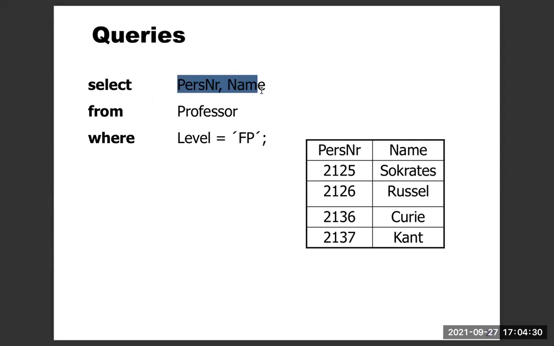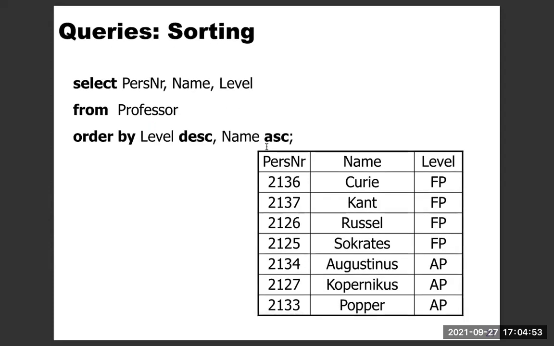So after select, we have a list of fields, a list of columns. After from, we have the table name. And we may stop here and just select everything, all the records from professor. But if we add where, then we add a predicate, a check. So select will return all the records where level is equal to this.